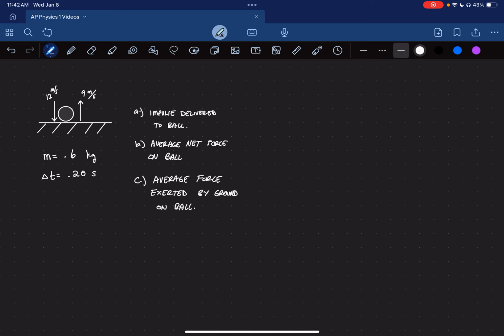Let's take a look at another problem here. I think there's one, maybe two, but for sure one of these on the homework. Let's say a ball is falling and it's going to hit the floor. At the moment it hits the floor, moving down, it has a velocity of 12 meters per second downward. By the way, the floor will put a force on the ball over a time of 0.2 seconds. When it leaves the floor, it will leave with a velocity of 9 meters per second upward.